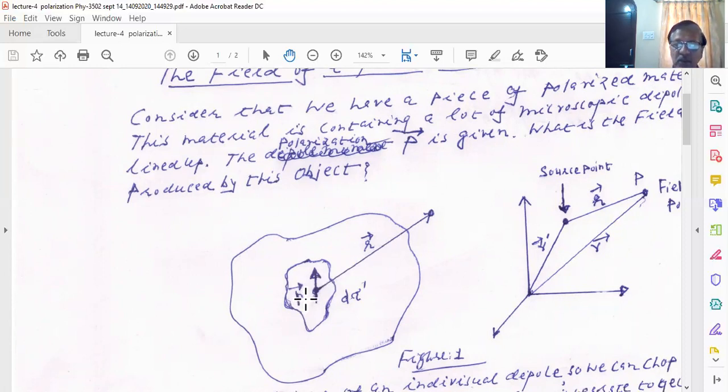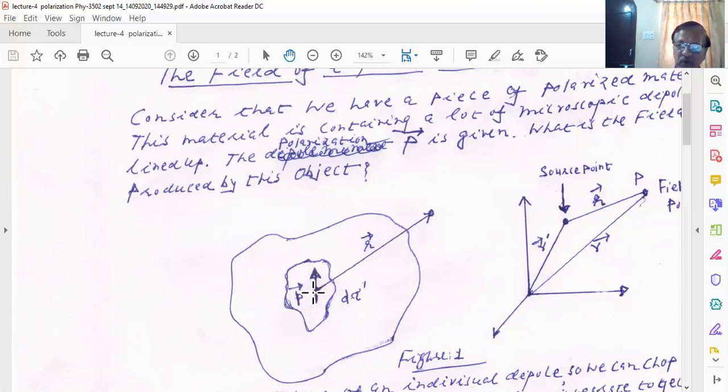the field. So first of all, you look at this figure. Here I consider one dipole whose dipole moment is a vector p. I consider a point outside this object because we are interested in finding the field outside this object. So consider that you have a point P, let us say, which is outside the object, at a distance r from the center of the dipole, and this dipole is contained in the volume element d tau prime.